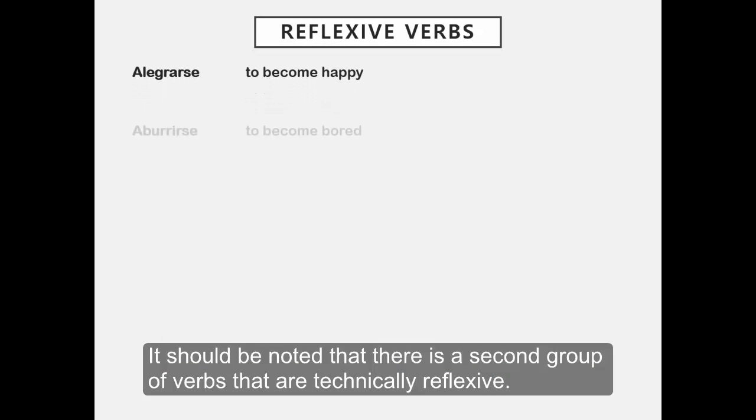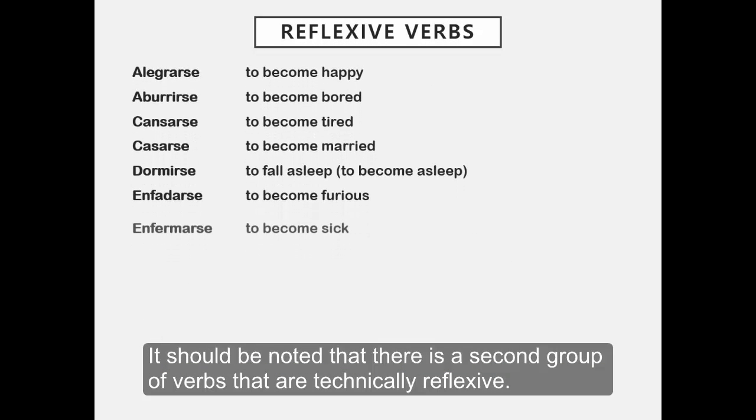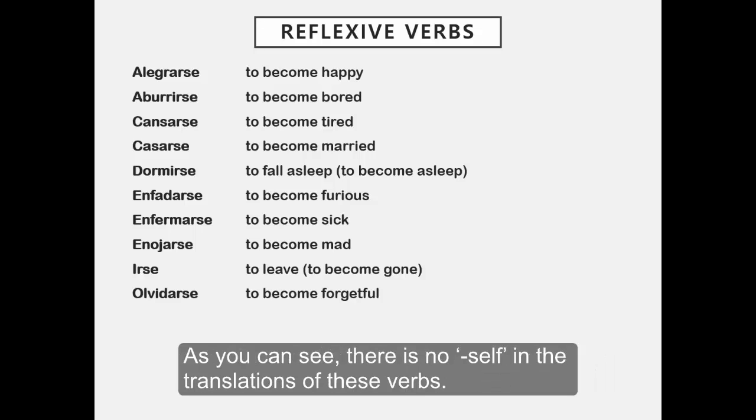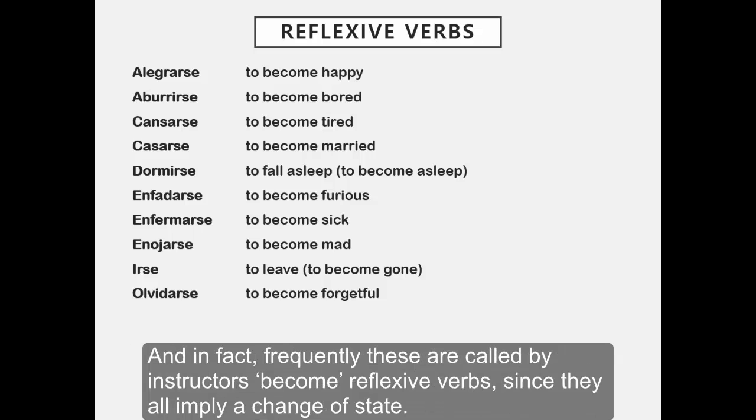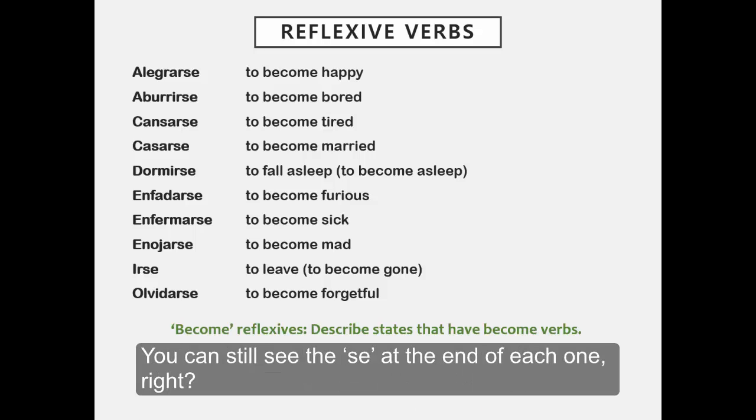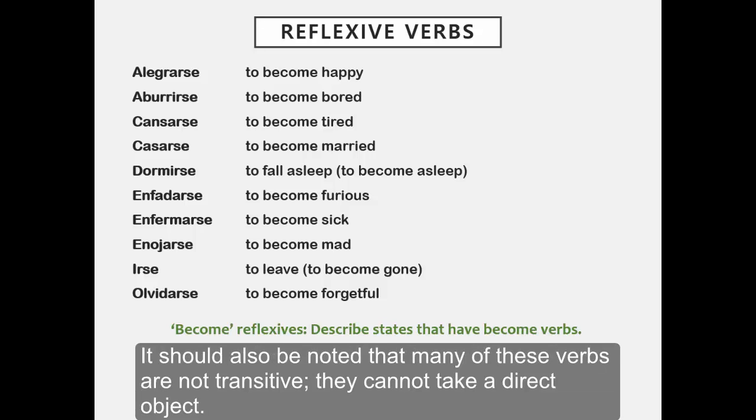It should be noted that there is a second group of verbs that are technically reflexive. As you can see, there is no self in the translation of these verbs. Rather, they all have become in their meanings. And in fact, frequently these are called by instructors become reflexive verbs, since they all imply a change of state. You can see the se at the end of each one, right? It should also be noted that many of these verbs are not transitive. They cannot take a direct object.